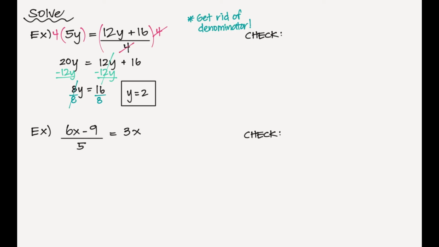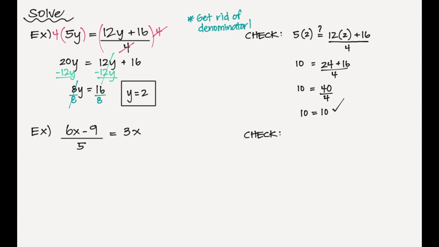All right, let's go ahead and plug it in and check it out. So 5 times 2, does that equal 12 times 2 plus 16 divided by 4? So that leaves me with 10 is equal to 24 plus 16 over 4. 24 plus 16 is 40, and 40 divided by 4 is 10. So again, my solution worked.